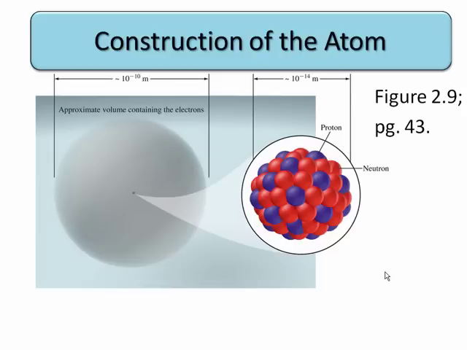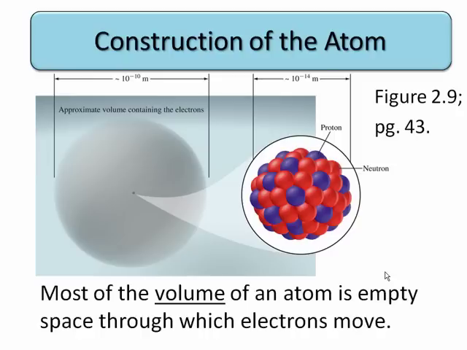Our current view of the atom then looks like figure 2.9 on page 43 of the textbook. From this figure, we can see that the volume of an atom is occupied by the electrons moving around in essentially empty space. This was demonstrated by Ernest Rutherford in his gold foil experiment, and you can read about that in section 2.2 of the text. The volume of the nucleus, however, is exceedingly small compared to the volume of the overall atom.